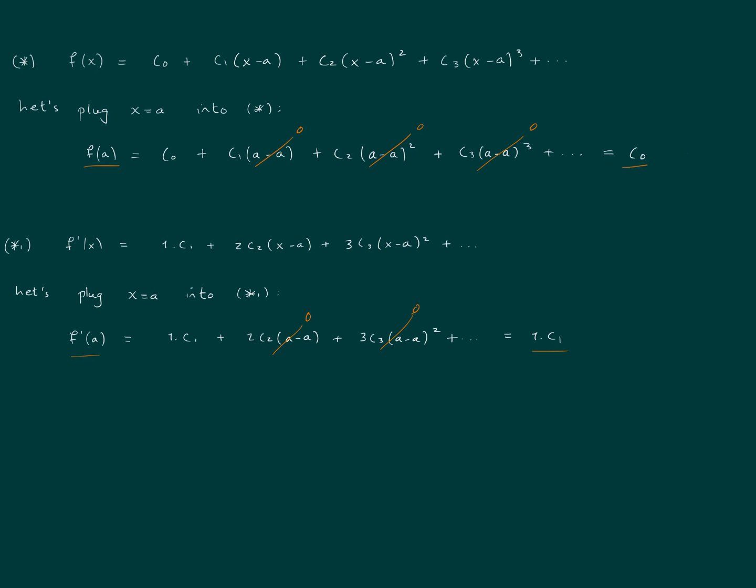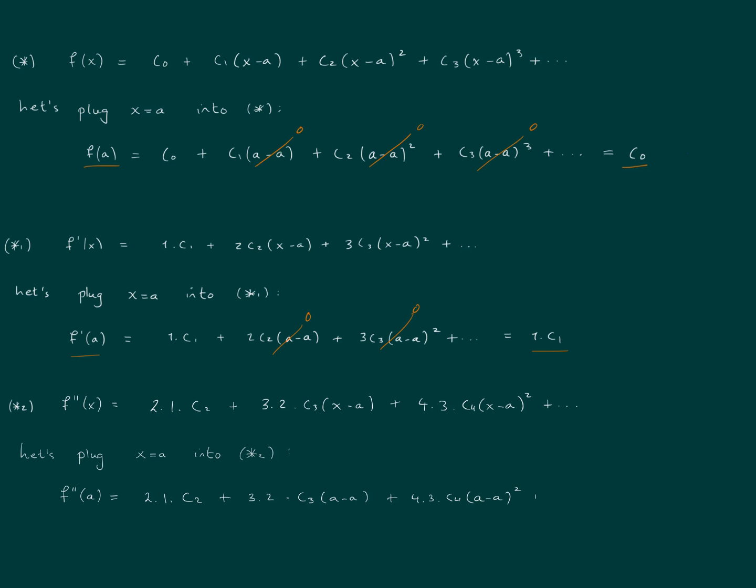So let's repeat the process and differentiate star 1 to get a new equation, which we'll creatively call star 2. And it says f double prime x is equal to 2 times 1 times c2 plus 3 times 2 times c3 (x minus a) plus 4 times 3 times c4 times (x minus a) squared. Again, I'm leaving the coefficients like this for a reason. And again, we're going to plug in x equals a. And what do we get? f double prime a equals 2 times 1 times c2 plus 3 times 2 times c3 (a minus a) plus 4 times 3 times c4 times (a minus a) squared plus dot dot dot. And again, the only term that survives is the first term.